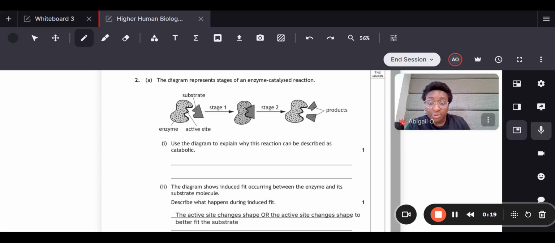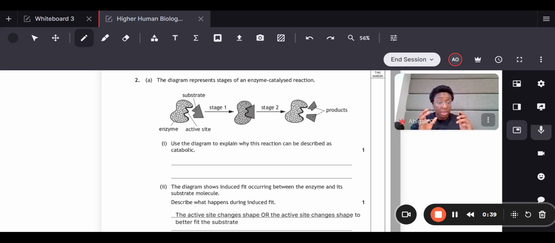Okay, question 2 then from the 2023 Higher Human Biology past paper. The diagram represents stages of an enzyme catalyzed reaction. So you've got your substrate, your enzyme, your active site, you've got stage 1 turning into stage 2, and you've got some products being produced at the end. You're being asked to use the diagram to explain why this reaction can be described as catabolic.